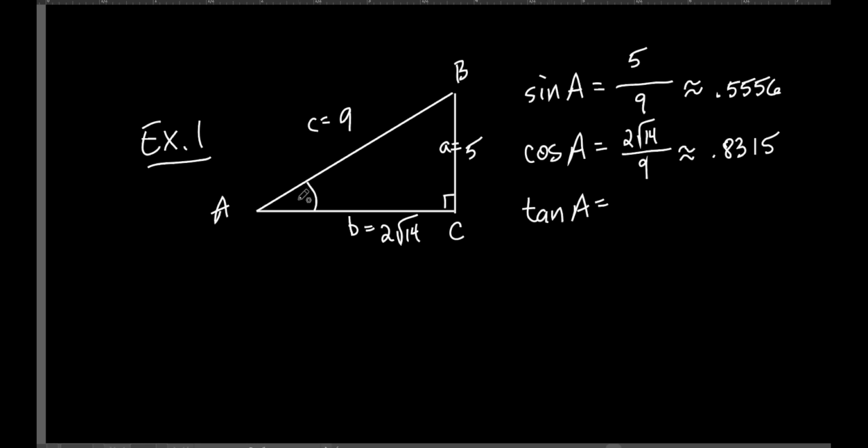So the tangent, what's the tangent? It's what over what? It's opposite over adjacent. It's TOA, opposite over adjacent. So again, angle A, which one is opposite angle A? 5. And which one is adjacent? 2 square root of 14. Now, we can't keep it like that. Why can we not keep it like that?